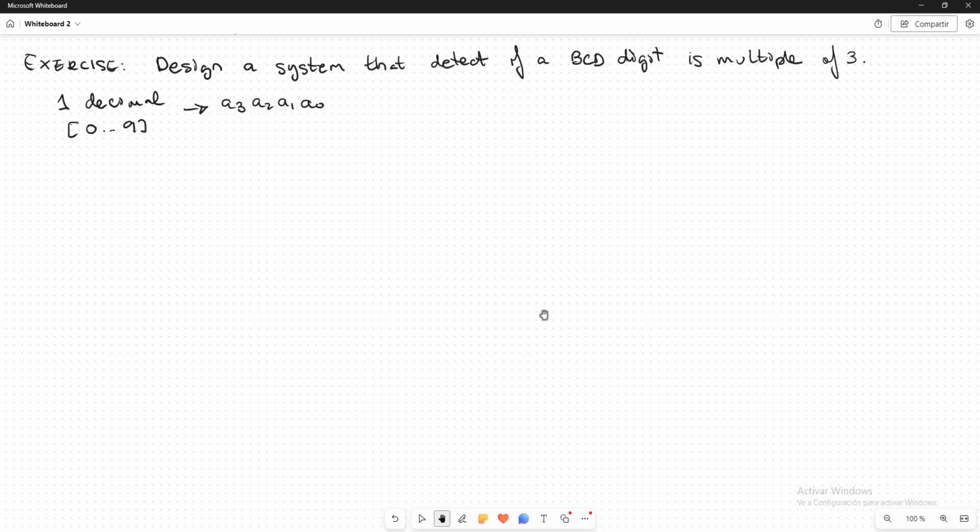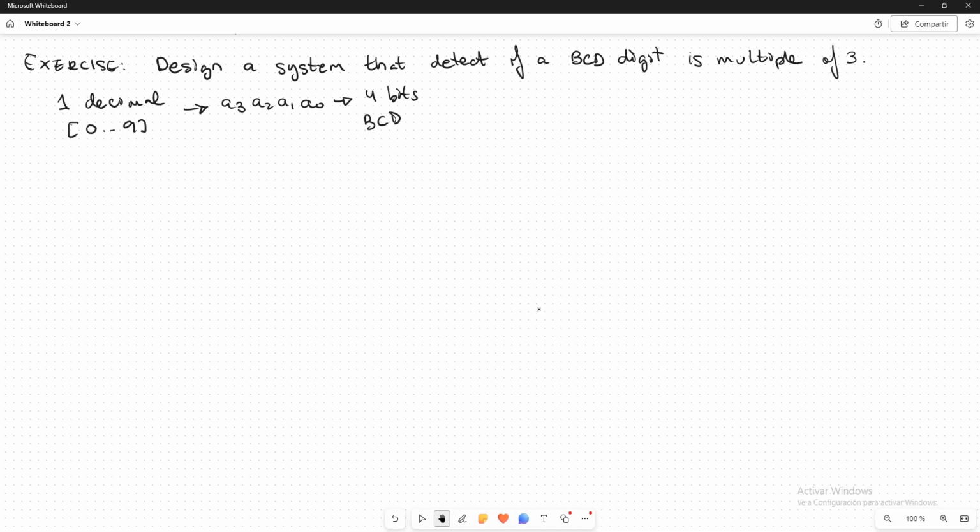So my input is going to be 4 bits. Why? Because it's a BCD codification, and you know that the BCD codification works this way. So there is no excuse. You have to understand and to memorize and to learn codifications. So my system has 4 inputs. What is going to be the output? The output is going to be the detection of a multiple of 3.